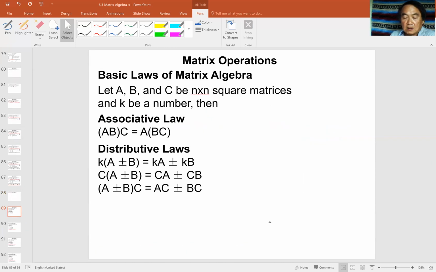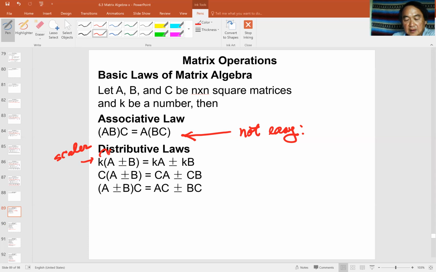And here are some basic laws of matrices. It's associative. If I have 3 matrices, it doesn't matter which 2 I multiply first. This is not trivial, not easy to show. Okay. And we have the distributive property with the scalar. Here's a case of scalar. Okay, I can distribute the scalar over matrix multiplication. Even if I have a matrix here, C is a matrix, I can distribute the matrix. If everything is defined.